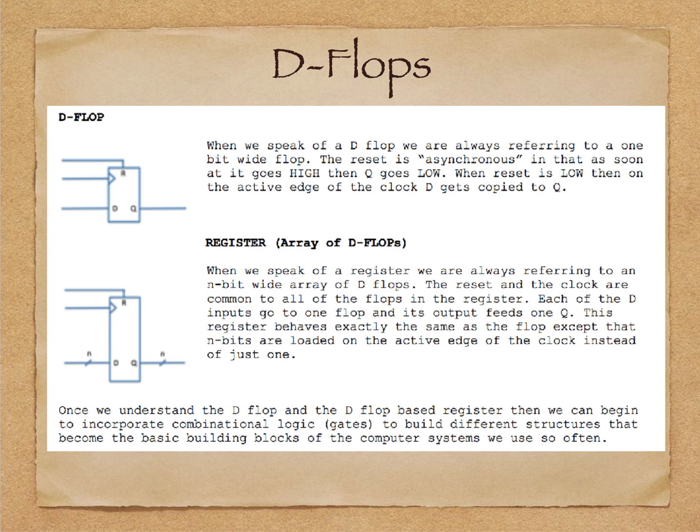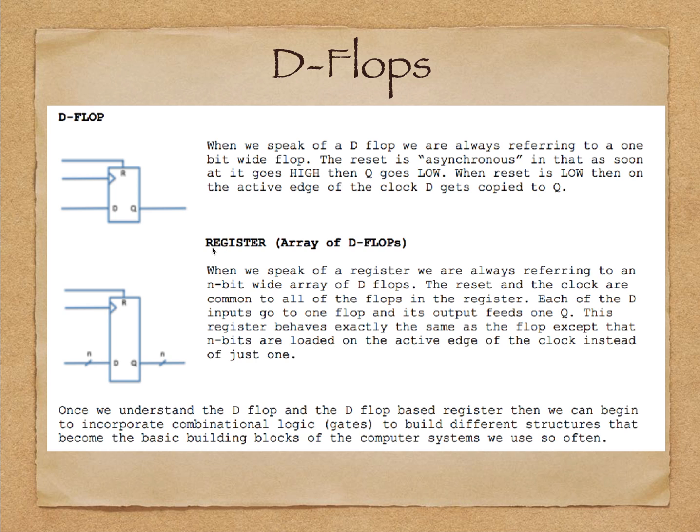When we speak of the D flop, we're always referring to a 1-bit wide flop. The reset is asynchronous in that as soon as it goes high, Q goes low. But when the reset is low, then on the active edge of the clock, D gets copied to Q. So that is how a D flip-flop works, and it's exactly how a register works.